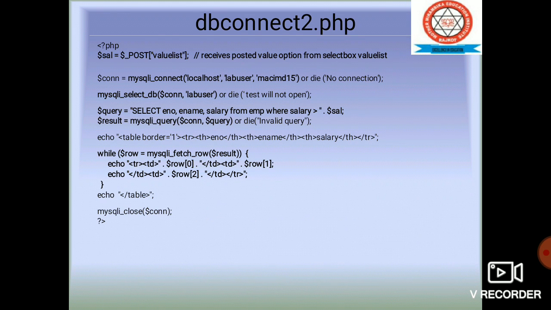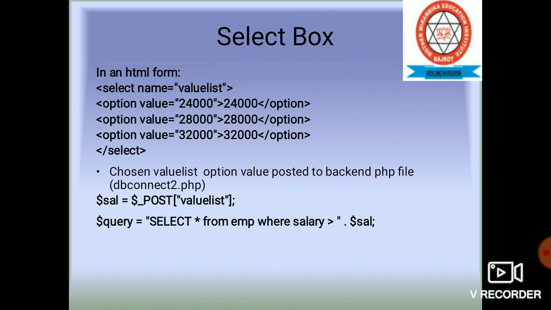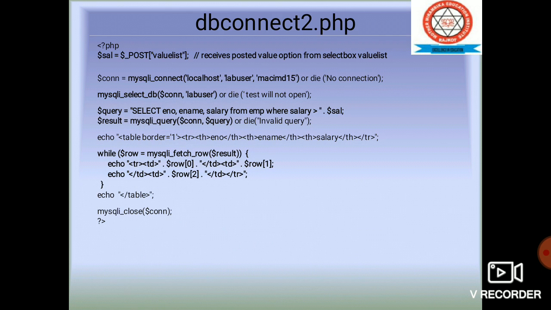PHP code is given, the PHP tag is started, $cell equals $_POST['valuelist']. Next the connection code is given, then selection of the database, and now we are executing the query. $query equals select employee number, employee name, salary from employee table, where salary is greater than the user selected value. So we are providing the user with three values: 24,000, 28,000 and 32,000. Whatever the user selects, the query will execute and it will fetch the records of all employees whose salary is above the user selected value.